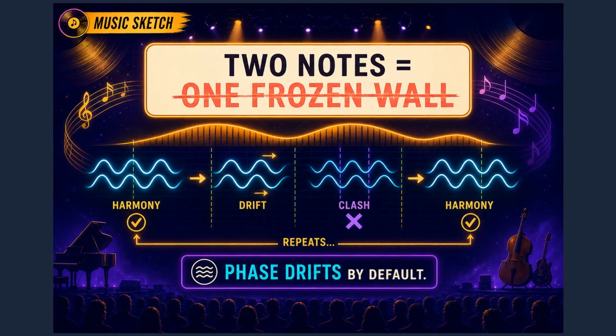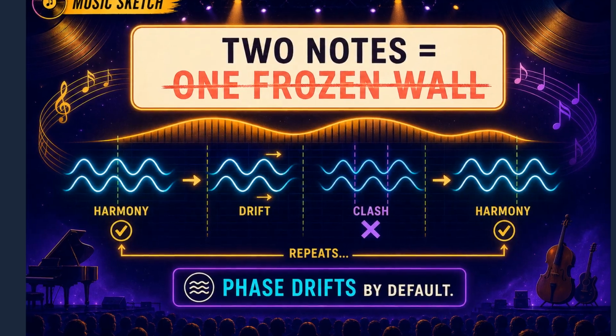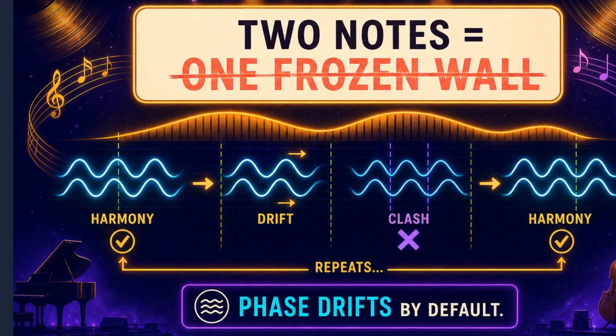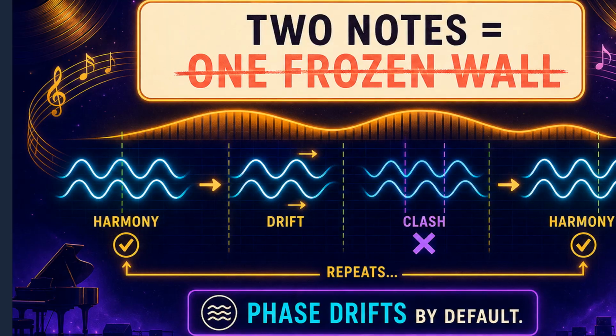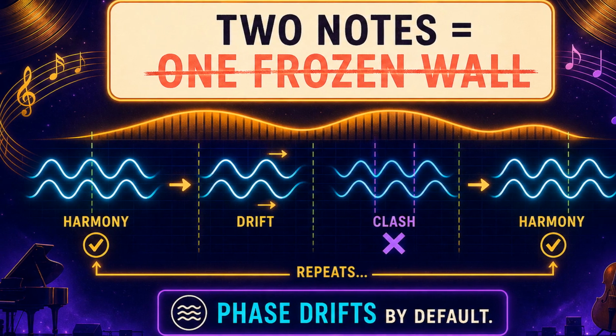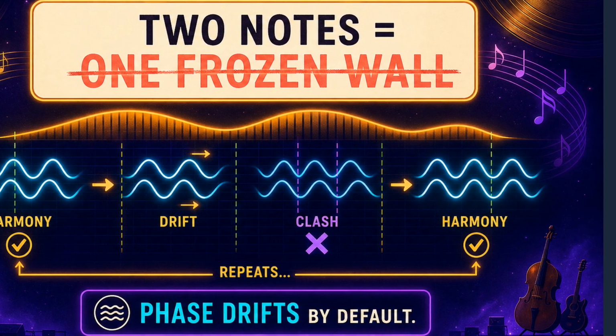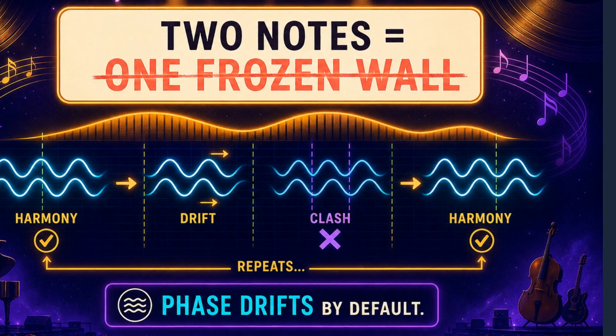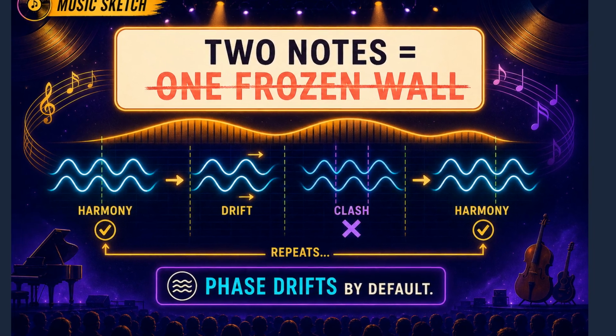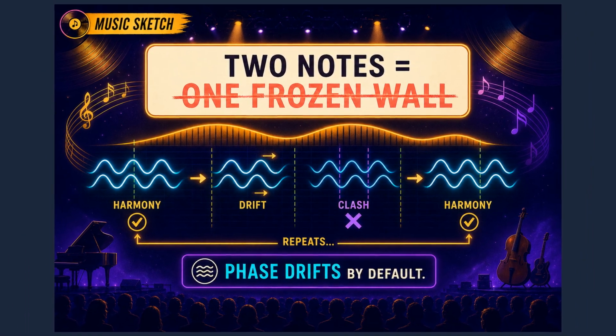The myth: two same notes should sound like one solid wall. Reality: unless frequencies match to the fraction of a hertz, waves drift in and out of phase. Perfect unison is a target, not the default. Slight mismatch is normal and measurable as a beat rate.